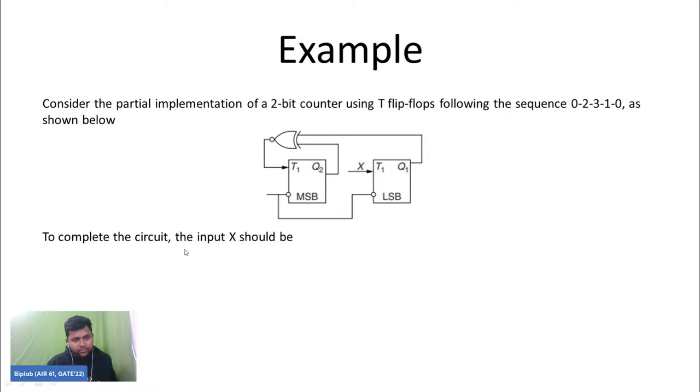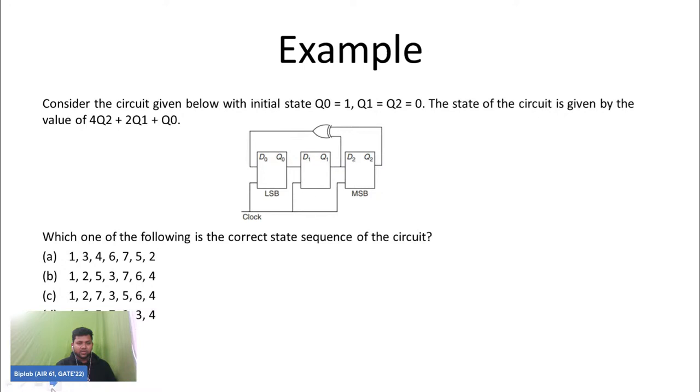Consider the implementation of 2-bit counters. Now still this can be solved, since we now know about the T flip-flop. Okay, let's come back to this question after reading about counters. So look at this question, what it is saying. Consider the circuit given below with initial state Q0 is 1 and Q1 is 0, Q2 is 0. The state of the circuit is given by the value 4 into Q2 plus 2 into Q1 plus Q0. This is nothing but the decimal value, which says your MSB is Q2 and LSB is Q0.